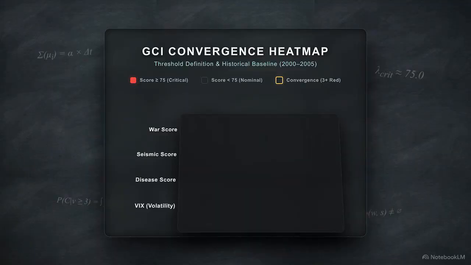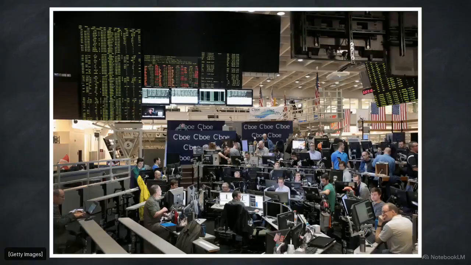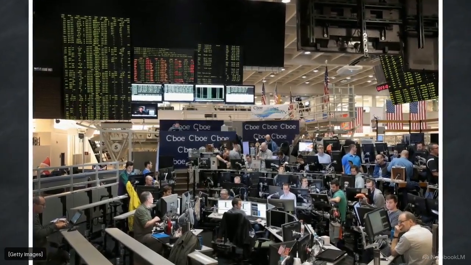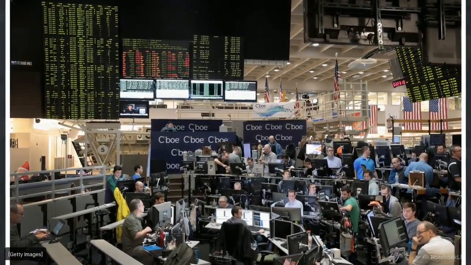Convergence occurs when 3 or more risk vectors simultaneously breach the critical threshold of 75. During the early 2000s, multi-vector convergence was rare and isolated to specific episodes. In these early clusters, the VIX score functioned as an early warning indicator. Market volatility frequently rose before physical stressors manifested.